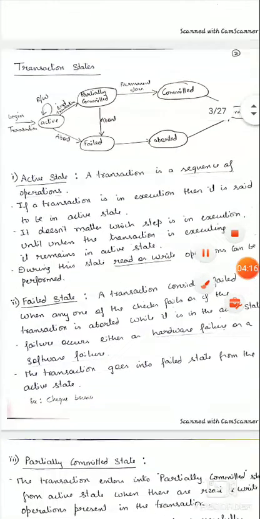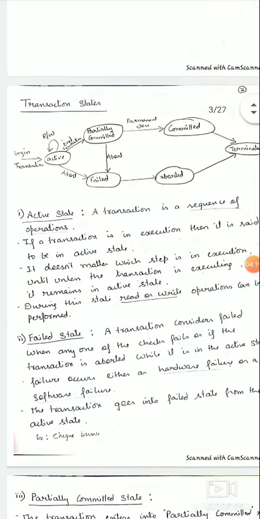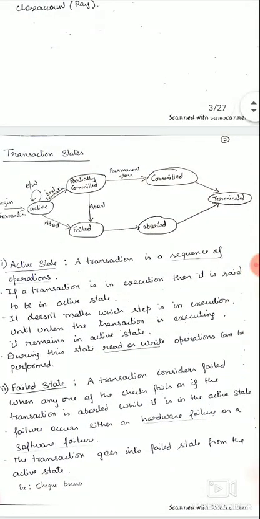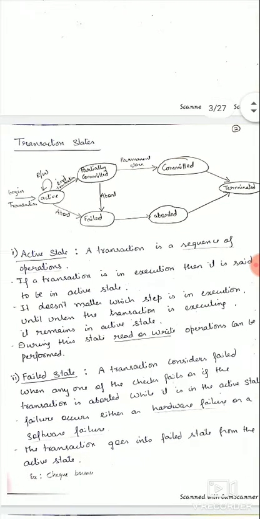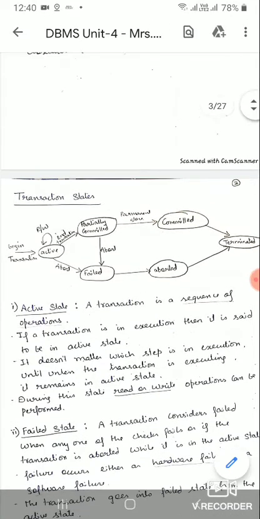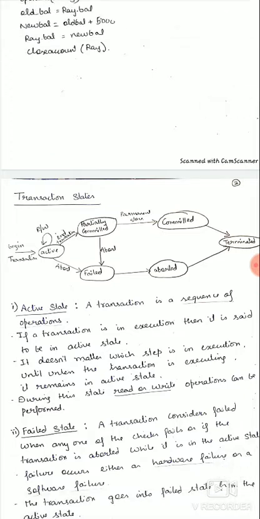Next we will see the transaction states. The figure shows the different states each transaction goes through. Suppose there are instructions I1 to I100. The first instruction is going to enter the active state. A transaction is a sequence of operations, as we already know. Whenever a transaction is in execution, it is said to be in the active state. It doesn't matter which step is in execution; until the transaction finishes executing, it will remain in the active state.